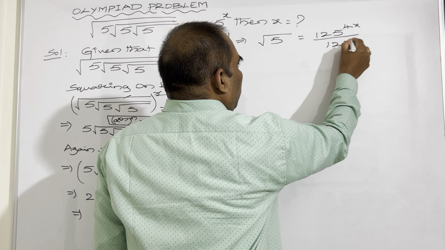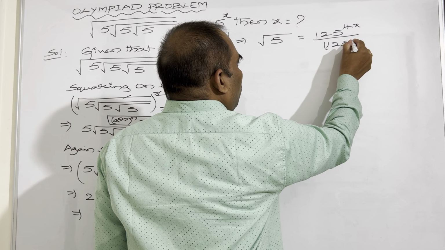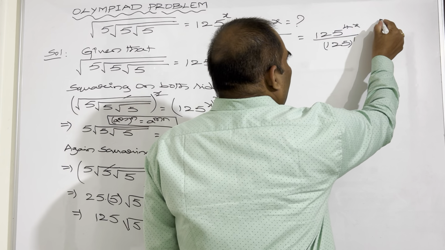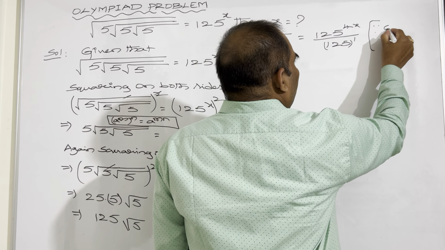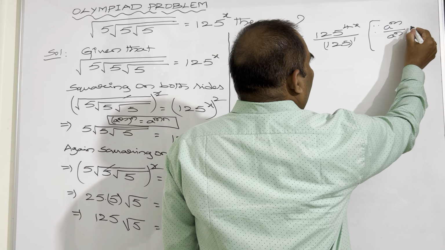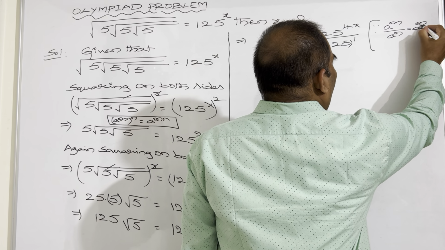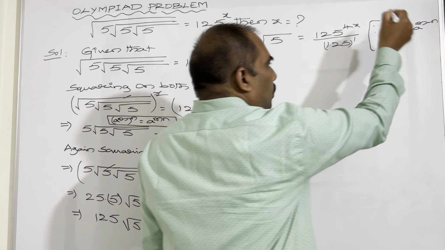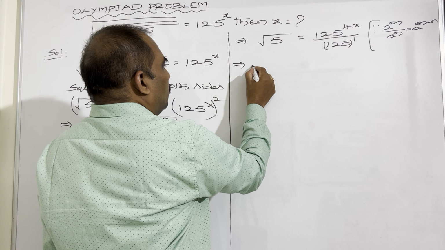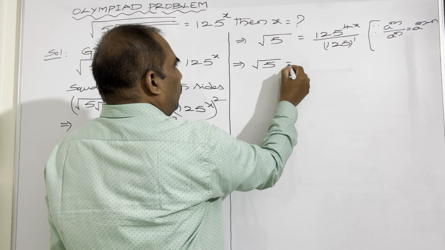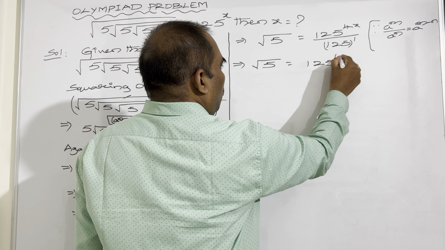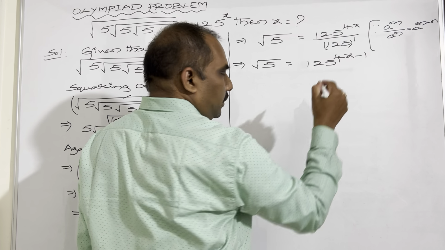Here, what is the power of 125? Which is 1. So we have the property a to the power of m by a to the power of n, which is equal to a to the power of m minus n. Using this property, the right hand side becomes, so root 5 is equal to 125 whole to the power of 4x minus 1.